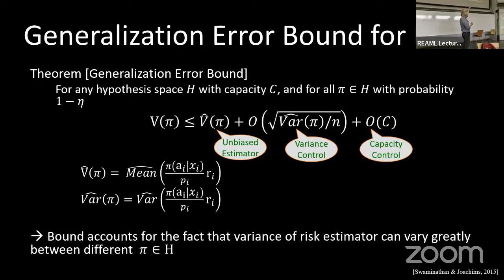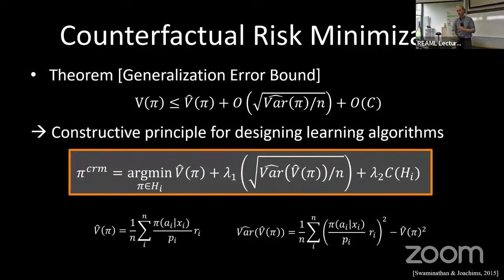And then some capacity control that models the overfitting just by trying the number of different hypotheses that we've tried. But then this middle term accounts for the fact that different policies have different variance. And so you get this additional variance control term in there that you also need to account for. Now, these generalization error bounds are never particularly tight, but they're typically very useful in telling you what you should design into your learning algorithm.